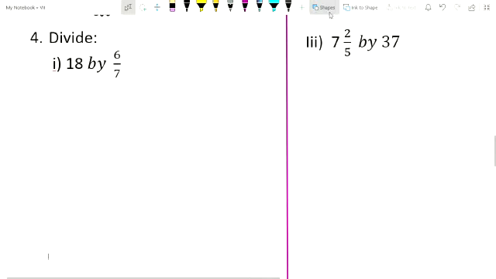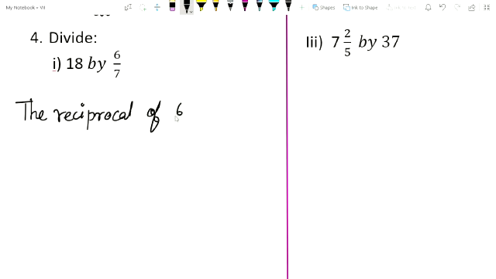See the fourth one. So division, instead of the symbol they given the word. Okay. 18 by 6 by 7. So what is the first step, children? You have to take the reciprocal. So the reciprocal of 6 by 7 is 7 by 6. Okay. Now we are going to divide 18 by 6 by 7. So 18 by we are going to replace into 7 by 6.